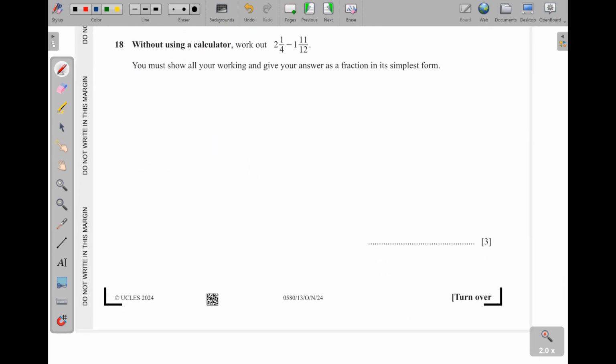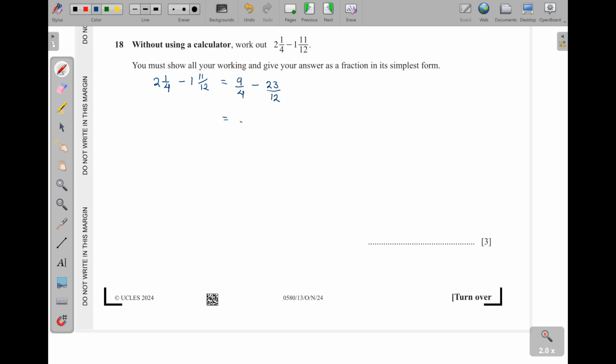Question 18. Without using a calculator, work out 2 whole number 1 over 4 minus 1 whole number 11 over 12. You must show all your working and give your answer as a fraction in its simplest form. So the first mark is to convert the mixed numbers to improper fractions. Here we can have 4 times 2, 8, then plus 1, this will be 9 over 4. And then 12 times 1, that is 12, then plus 11, that gives us 23 over 12.